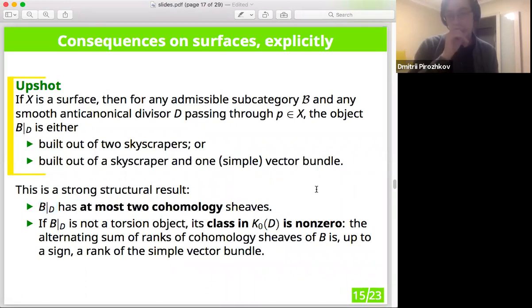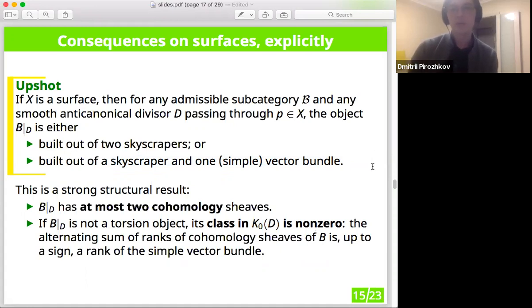the derived category. And another observation, which is also kind of tautological, is that if this restriction to D is not a torsion object, by that I mean it is not supported just on a finite set of points, then we immediately conclude that the class in the Grothendieck group of this restriction is non-zero on the elliptic curve, because you can detect the classes in K0 by just taking alternating sums of ranks of cohomology sheaves. So this is kind of a rank of a vector bundle, but extrapolated to the entire derived category rather than coherent sheaves. And since our object B is built out of a skyscraper and one vector bundle, we will never get zero. Well, unless the vector bundle itself was zero, but that's a simple case.